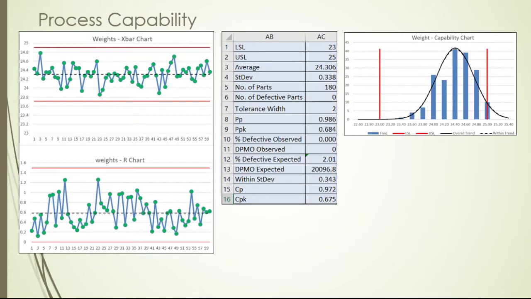Moving on to process capability, which is strongly linked to SPC, so we use those same charts. We form the same metrics that we would see in Minitab in the middle, and we also get a capability chart, and we learn how to produce those in templates so it's easily interchangeable for our data.